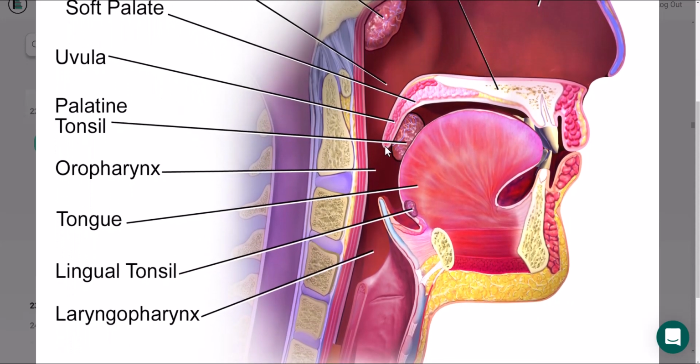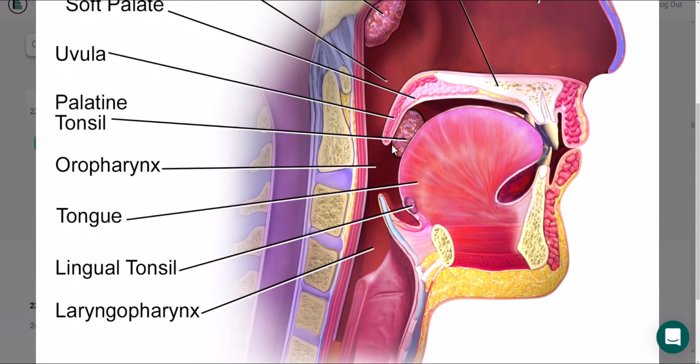Again, here's the uvula. Those are the palatine tonsils. We're now behind the oral cavity, so there's the oropharynx. And then there's a couple of other tonsils called the lingual tonsils, one on either side, basically on the tongue. Right here's the tongue. So the lingual tonsils, much smaller, are on either side of the epiglottis.